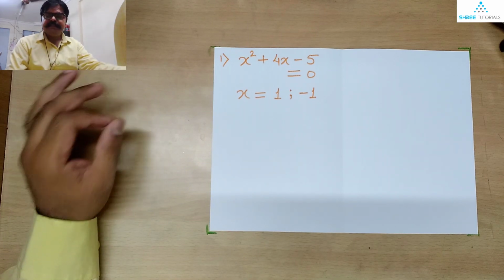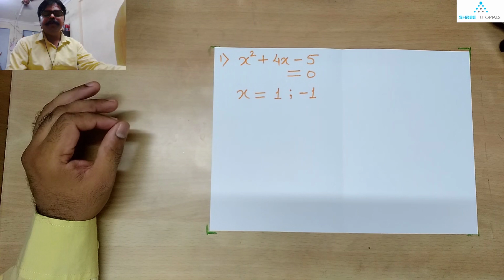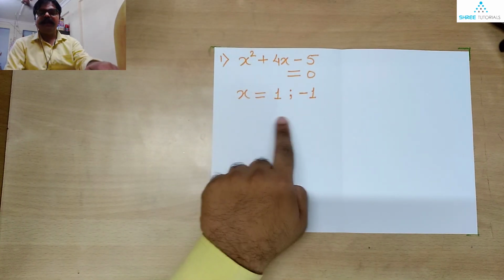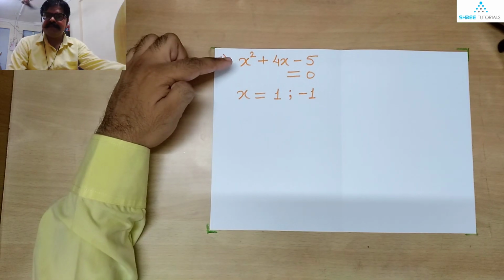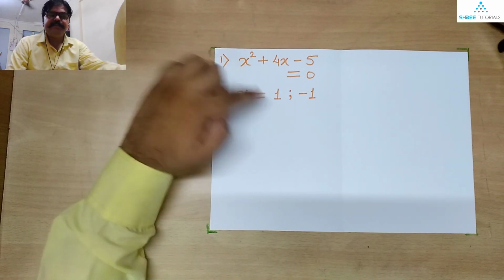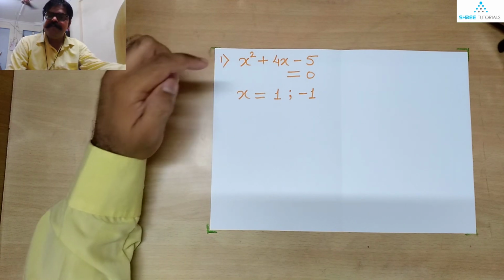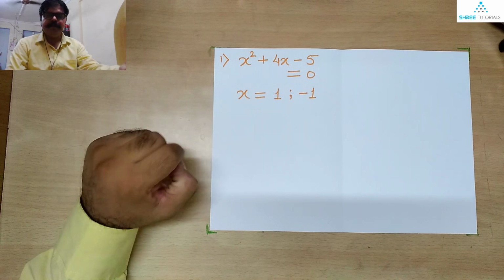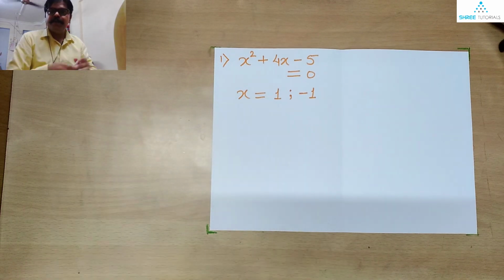Now the easiest method for the same is that we are going to substitute one by one these values 1 and minus 1 in the left hand side of this equation, and we are going to check after substituting these values in the left hand side whether we are going to get the right hand side value or not. Okay, so that is what we are going to do.